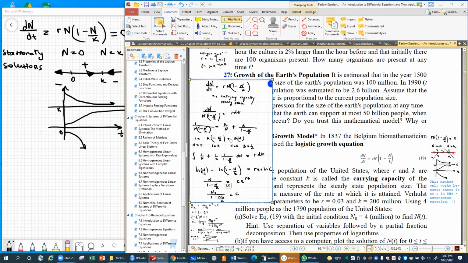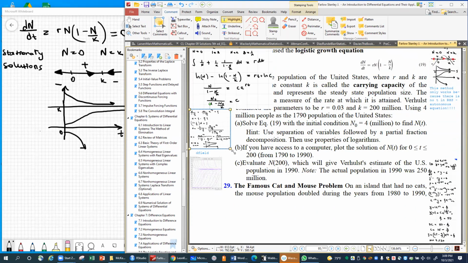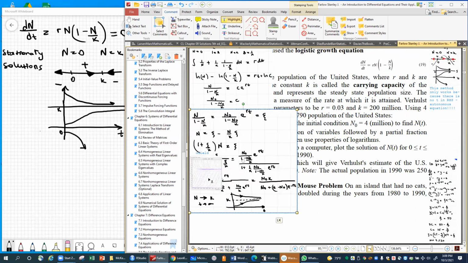And then you bring this together, n over 1 minus n over k, and log, and apply exponent. And that gives you this. So if you put here the initial condition, and 0 initial population, you get this equation. We kind of continue it here.